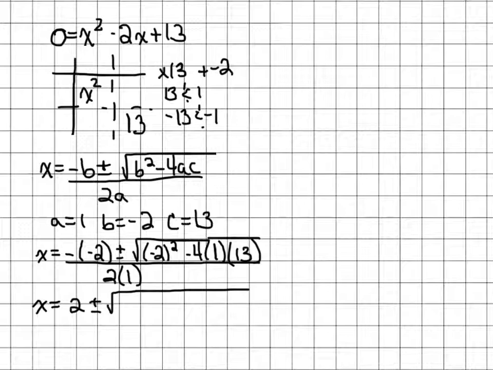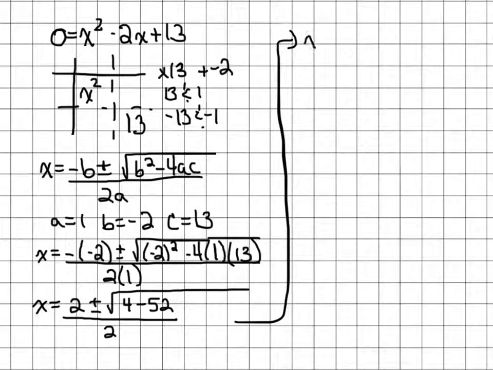All right, so then I have -2 times -2, which is 4, minus, and then I have 4 times 1, which is 4, and 4 times 13 is 52, so minus 52. And that is all divided by 2. Bringing that up here, I have x equals 2 plus or minus the square root, and 4 minus 52 is minus 48, all divided by 2.